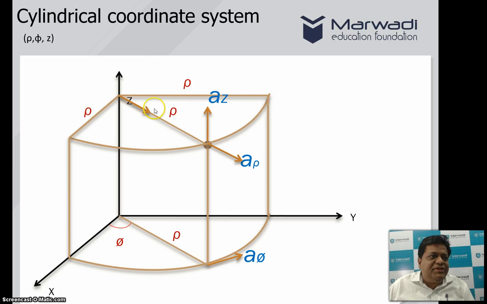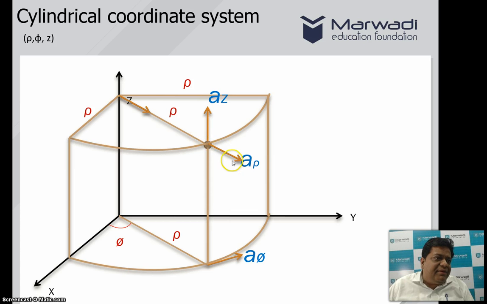Rho is always measured from the positive z-axis towards the point of interest. Whatever radius I get is called rho, and the unit vector a rho is in the same direction. For the second coordinate, I take a projection of this vector rho on the xy plane. When I take this projection of rho onto the xy plane, I get this line, along the xy plane. This projection of rho makes an angle with the positive x-axis, and this angle is taken as phi. This is my second coordinate. For the third coordinate, I see the height of this cylinder, and that is taken as z.